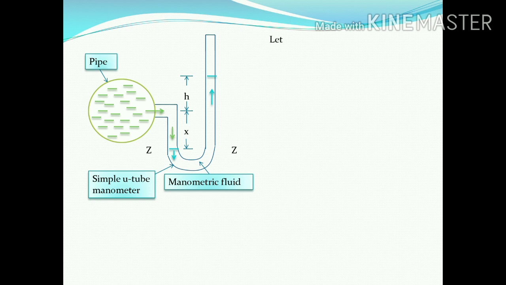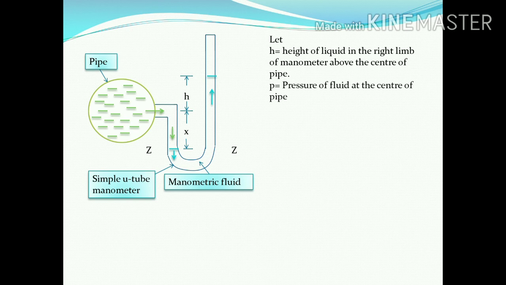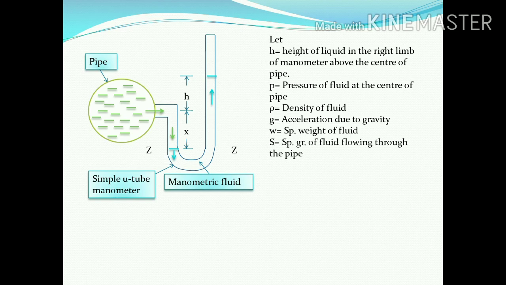Let H is equal to height of liquid in the right limb of the manometer above the center of pipe. P is equal to pressure of fluid at the center of pipe. Rho is equal to density of fluid. g is equal to acceleration due to gravity. W is equal to specific weight of fluid. S is equal to specific gravity of fluid flowing through the pipe. Sm is equal to specific gravity of manometric fluid.